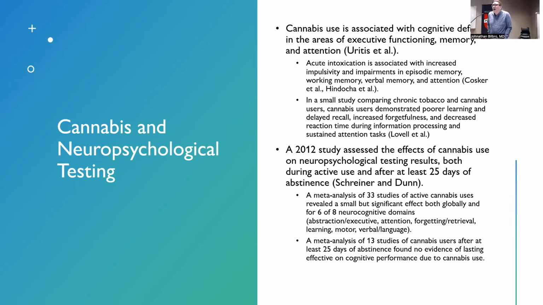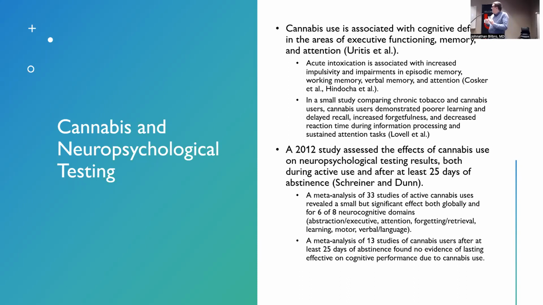Another thing that often comes up is the effect of cannabis use in terms of attention and how it might affect neuropsychological testing. So I just wanted to do one slide on this. It's been well characterized that cannabis use has been understood to lead to cognitive deficits in areas of executive functioning, memory, and attention. I included this line because it says acute intoxication is associated with increased impulsivity, impairments in episodic memory, working memory, verbal memory, and attention. That sounds a lot like someone struggling with ADHD, right? So, someone acutely intoxicated with marijuana might be misdiagnosed.